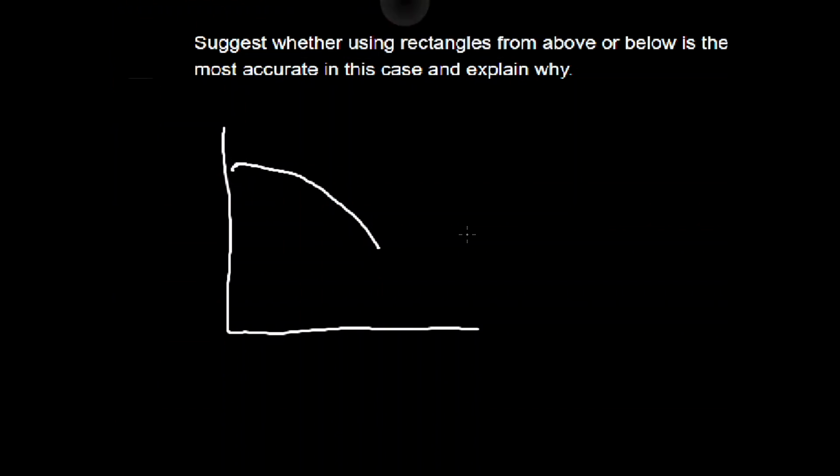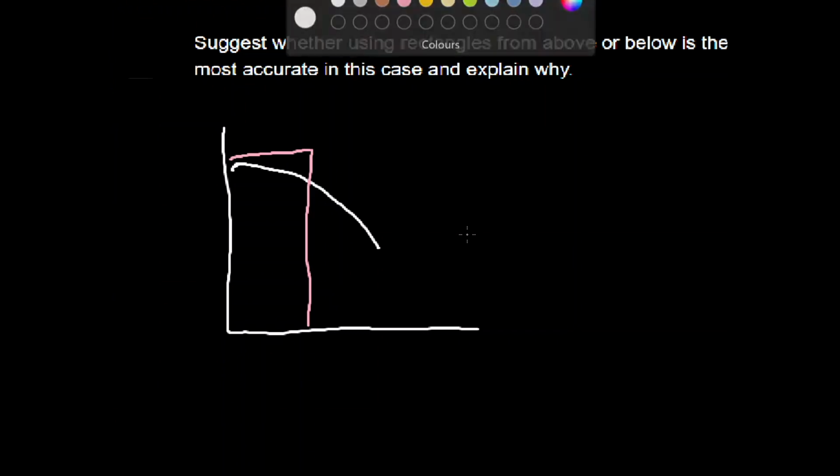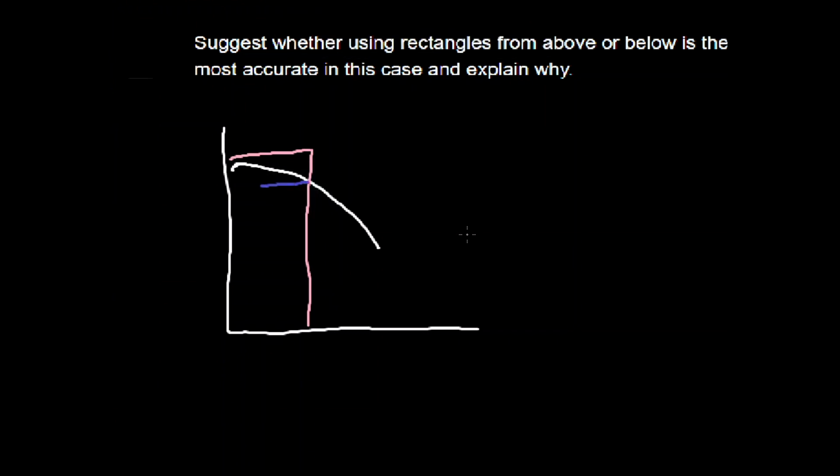I'm going to change to a different color. We start here and we overestimate it, and then we go down. In this case, it's going to be more accurate to use the rectangles from above. This is the rectangles from above, and this is the rectangles from below, which we're going to do in blue.